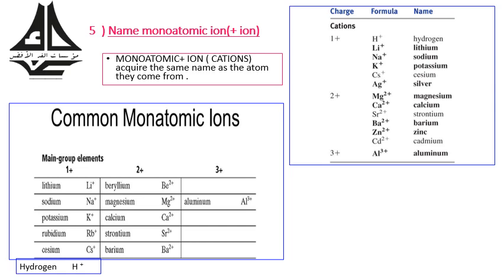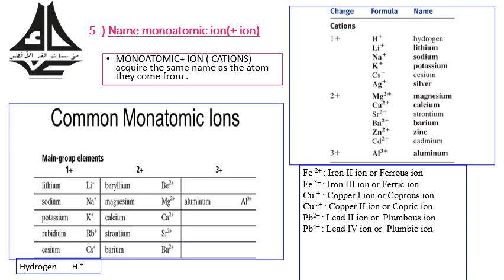Now we have other common monoatomic cations that you have to memorize. Of course, these monoatomic cations are very common, they are very important, and you are going to see them very frequently, so please memorize their names and their symbols. Now when you have some atoms that have two ions, okay, like iron for example, we have Fe2+, Fe3+.